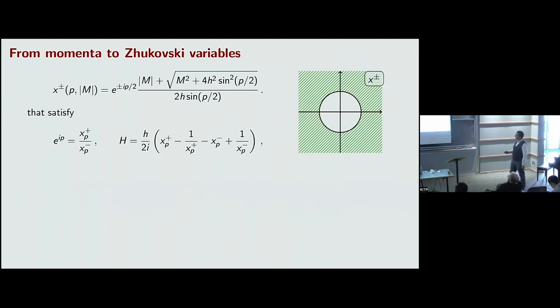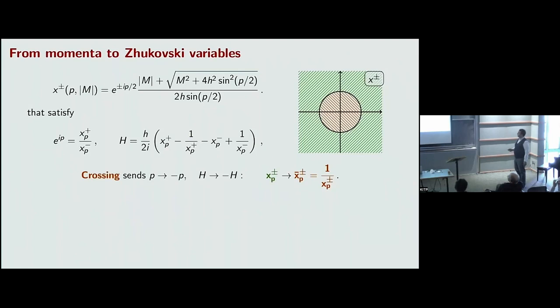The important thing is that these x plus and x minus are related to e to the ip by this simple rational function, and they're also related by a rational function to the energy. In fact, pretty much the whole matrix part of the S matrix you can write in terms of rational expressions involving x plus and x minus. That's why they're useful. If you look at the ugly formula, you find that for physical values of the momenta, these x's live in the complex plane outside the unit circle.